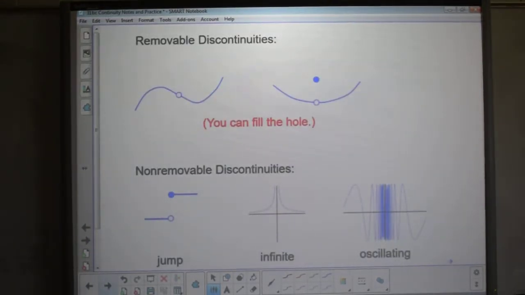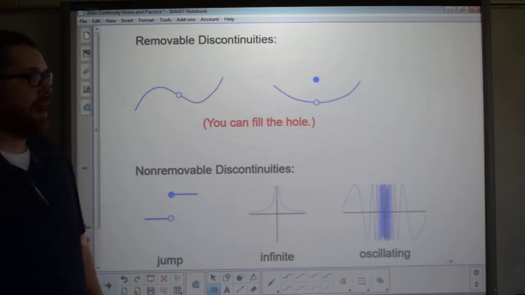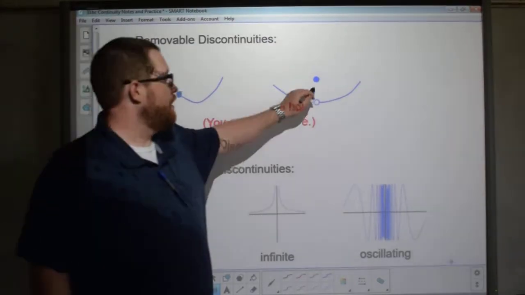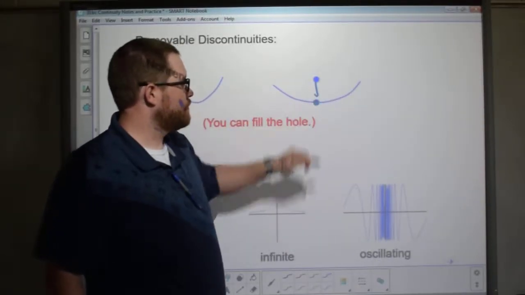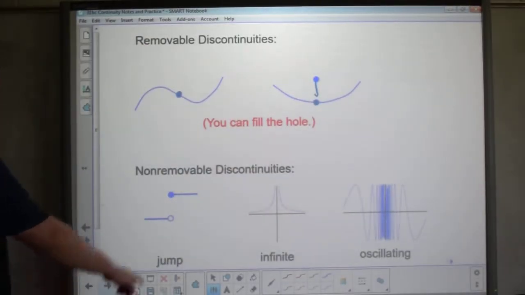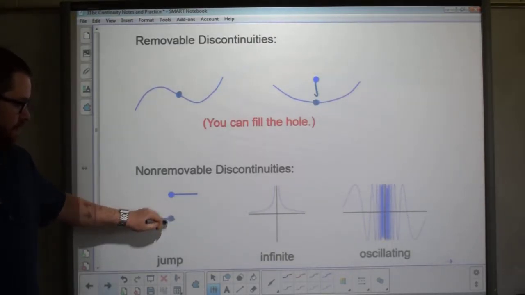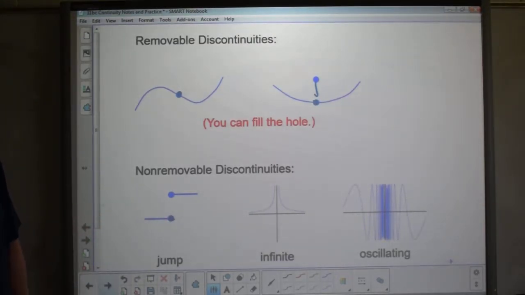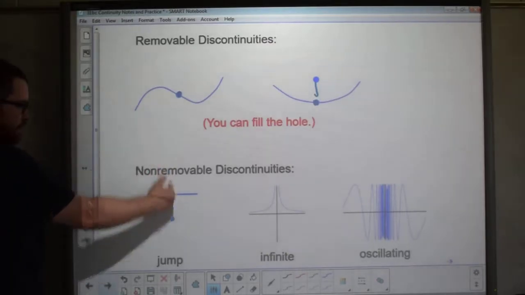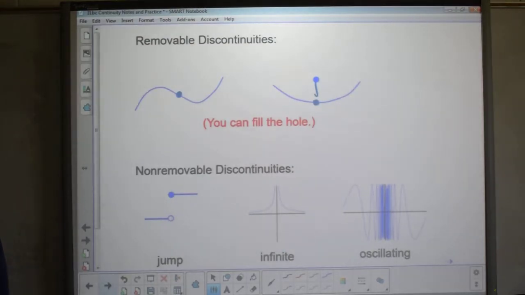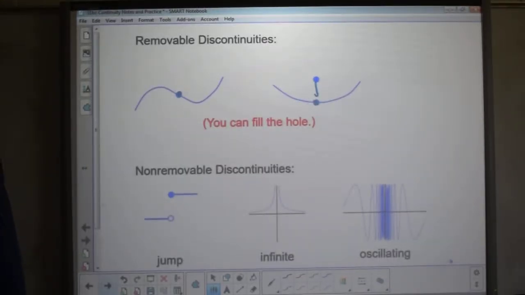Removable discontinuities are a hole, just a simple hole in the graph. Because if I wanted to, I could take one point and fill in the hole. However, this graph I can't fix. If I put a point here, then it's not a function anymore. It fails the vertical line test. These types of discontinuities happen at piecewise functions.